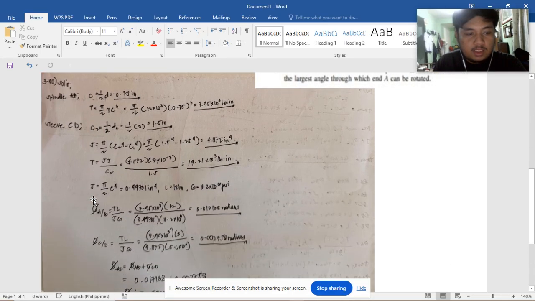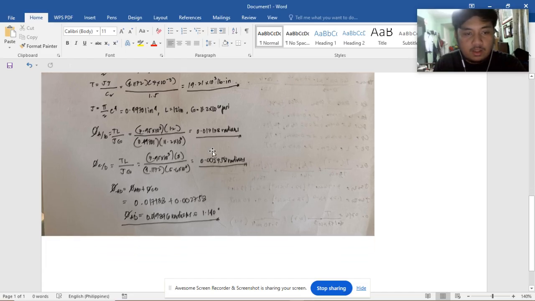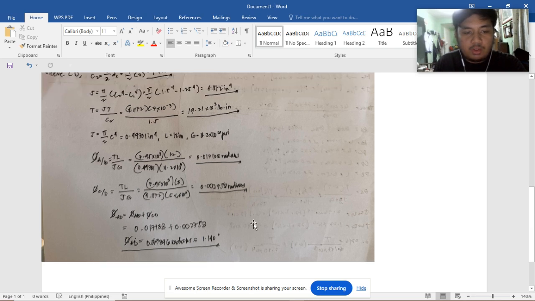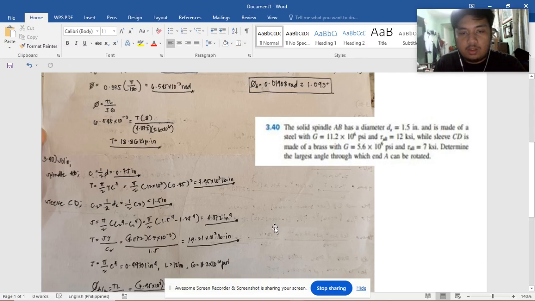Angle CD is equal to TL over JG again, and you substitute all the values, and you'll have 0.002758 radians. So since you have AB and CD, you just need to add them, and you'll have the final answer. Angle AD is equal to 0.019896 radians or 1.140 degrees. That will be our final angle.